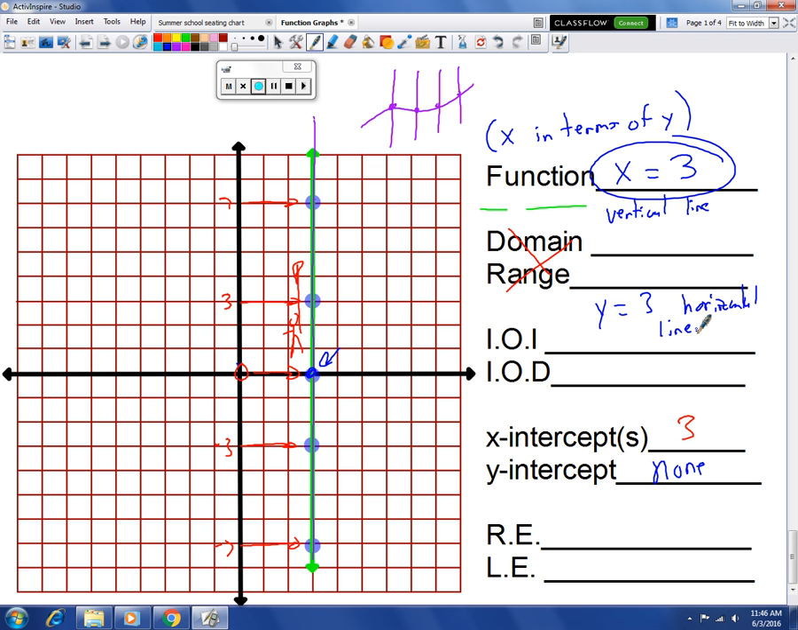So when we have a vertical line, there aren't many of these characteristics we can really address very well. If it starts with x equals, always remember it's a vertical line, and how to graph it. And that's it. Very, very good.